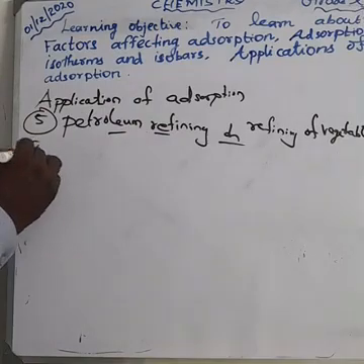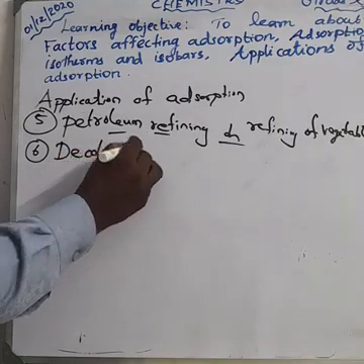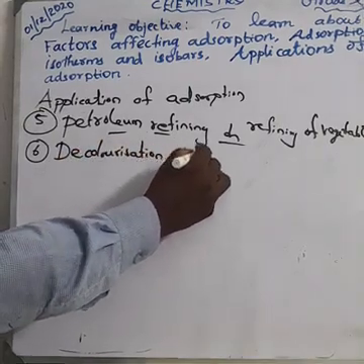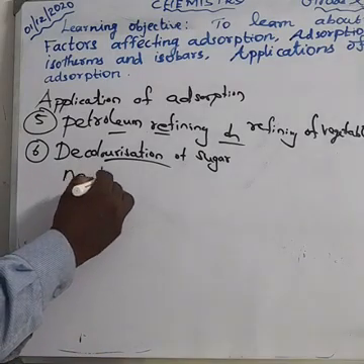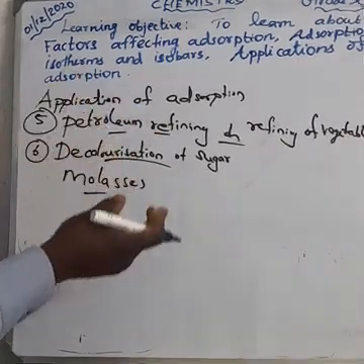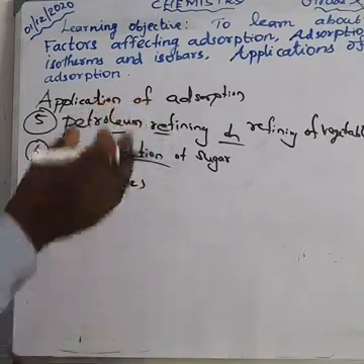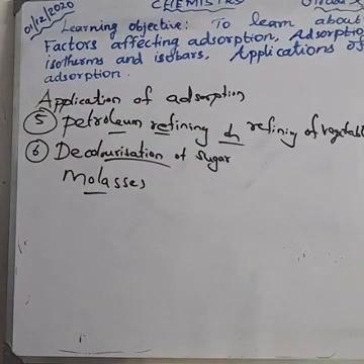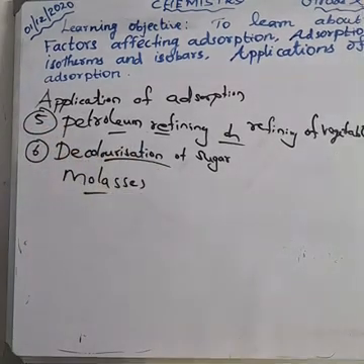The next one, the sixth one, is decolorization of sugar. All of you know that one. Sugar is prepared from where? Molasses. Am I right? Molasses. Here, the molasses is decolorized to remove the brown colored impurities by adding animal charcoal. Here the animal charcoal acts as the decolorizing material.